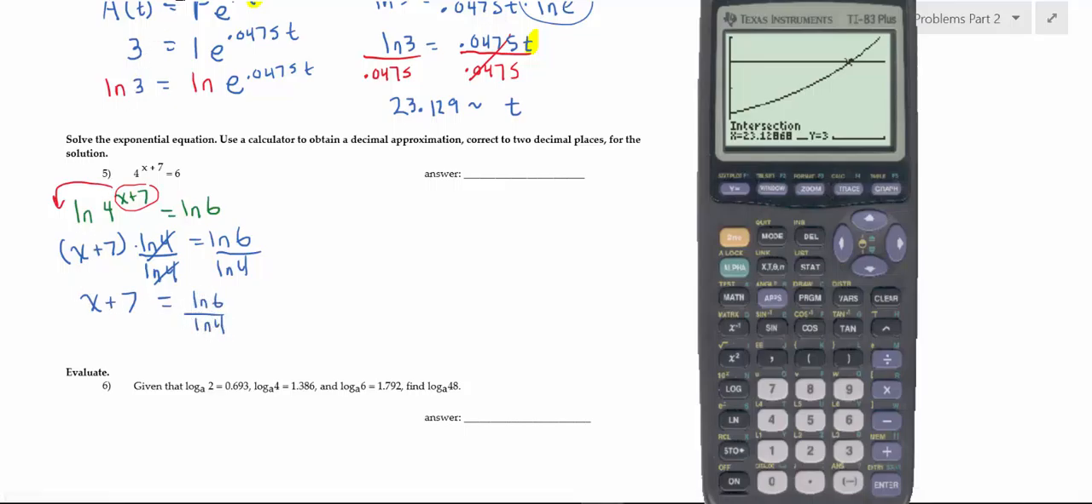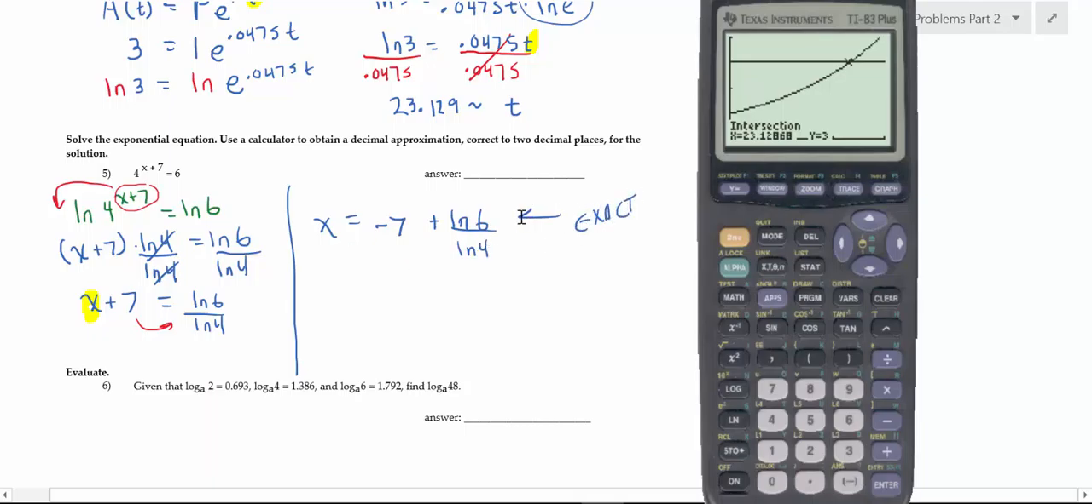Then if you're going to solve this for x, you need to just subtract 7 from both sides. So if you did that, you would end up with x equals, now I'm going to subtract 7, so I'll just write negative 7 first, and then plus ln 6 over ln 4. So that is the exact answer. If I want the exact answer, that's it.